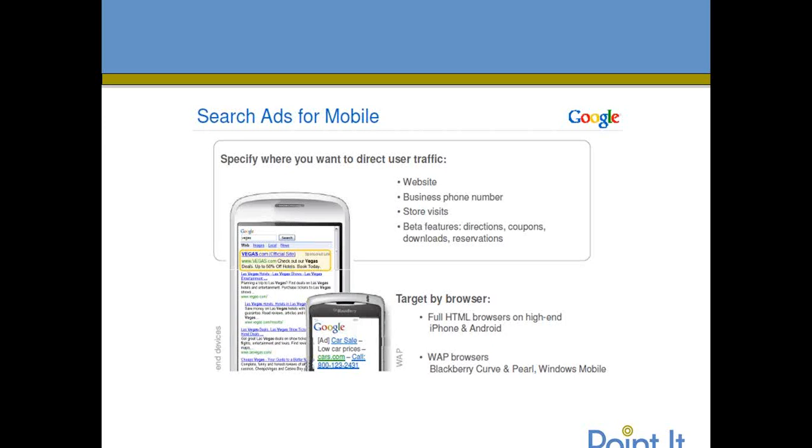Google gives you a few different options for targeting on mobile that are different than what we see on desktop advertising. You can target by browser, for example. You can go after full HTML browsers on high-end devices, or you can tell Google that you want to use specially formatted WAP browsers for devices even as high-end as Windows Mobile or BlackBerry devices. Those last-gen devices still aren't using full HTML websites. So you can take your campaign and split it out for both if you really want to grab the largest amount of audience. But Google makes this very easy, and you can get very granular in the kind of tracking that you set up.